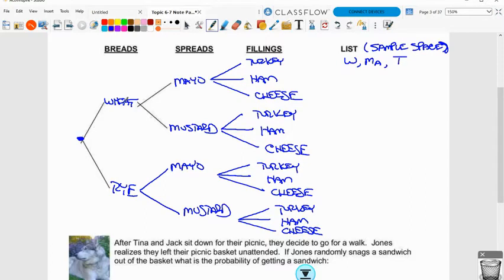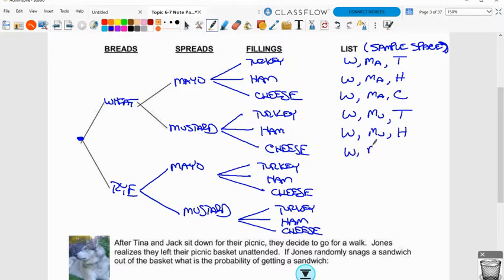We could then choose wheat bread, mayo, and ham. Then we could do wheat bread, mayo, and cheese. Or we could have wheat, mustard, turkey. Just keep following the branches. I'm going to put MU for mustard and T for turkey. Wheat, mustard with ham. And then wheat, mustard with cheese. Those are all the possible sandwiches that you could have with wheat bread.